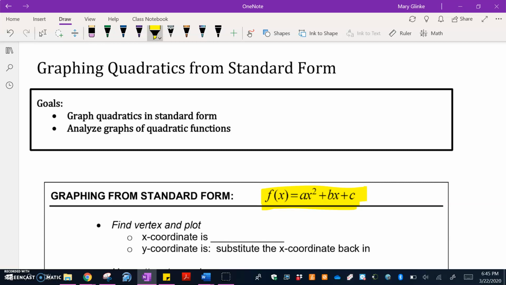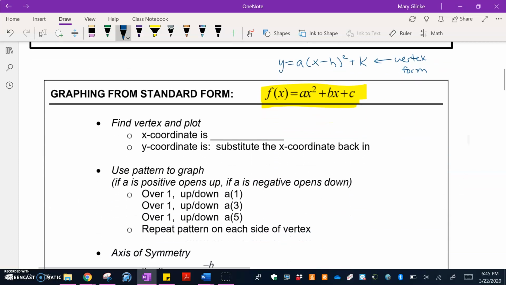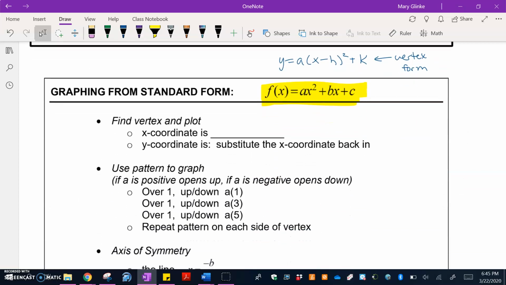It's different than vertex form. Vertex form, as a reminder, was y equals a times (x minus h) squared plus k. And vertex form was great for graphing because we could just look at the equation and say, hey, my vertex is going to be at h comma k. In standard form, we're going to have to do a little bit more work to figure out what our vertex is. So to find our vertex, we're going to have to remember negative b divided by 2a.